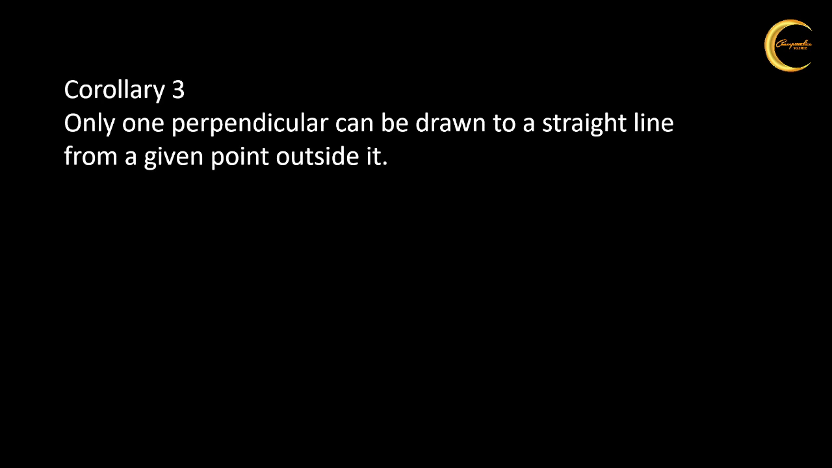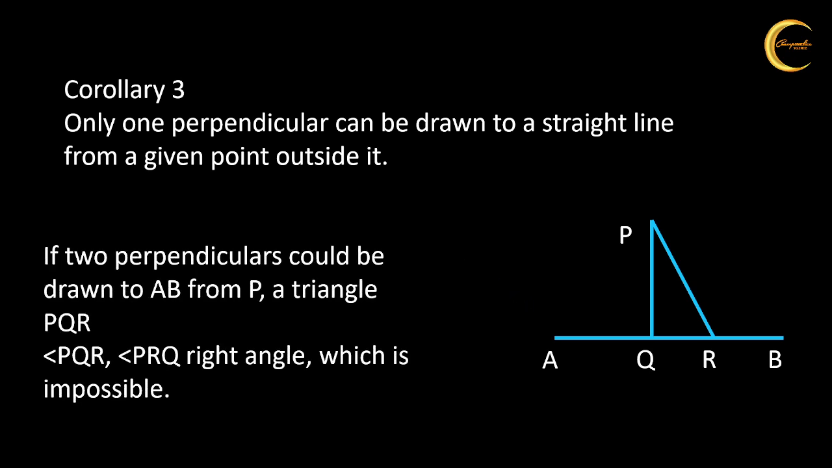Now let's see corollary 3. Only one perpendicular can be drawn to a straight line from a given point outside it. Now you see AB is the line, and P is the point outside of the AB line, and we have drawn a right angle. This is called the perpendicular PQ. Okay, and this is R. Again we have tried to draw a right angle. This is called PR.